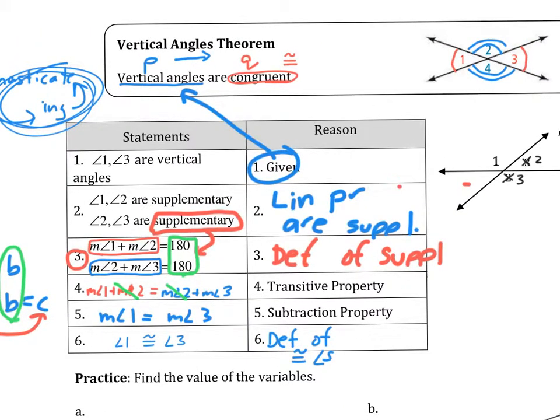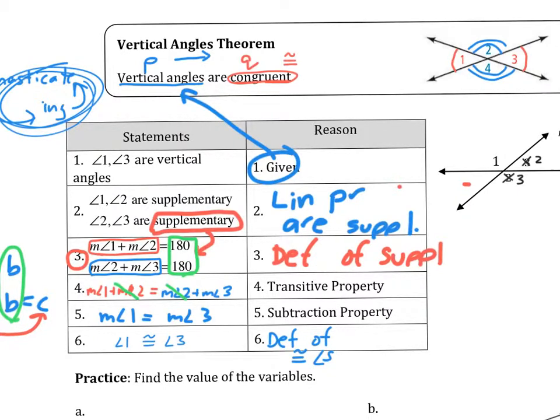Now we never, ever have to do that again. Well, at least prove it. You might need to replicate something on a quiz or something. Get the idea. So what we started with was vertical angles. Then we used something we already knew. We knew the linear pair postulate. We also knew what supplementary meant.